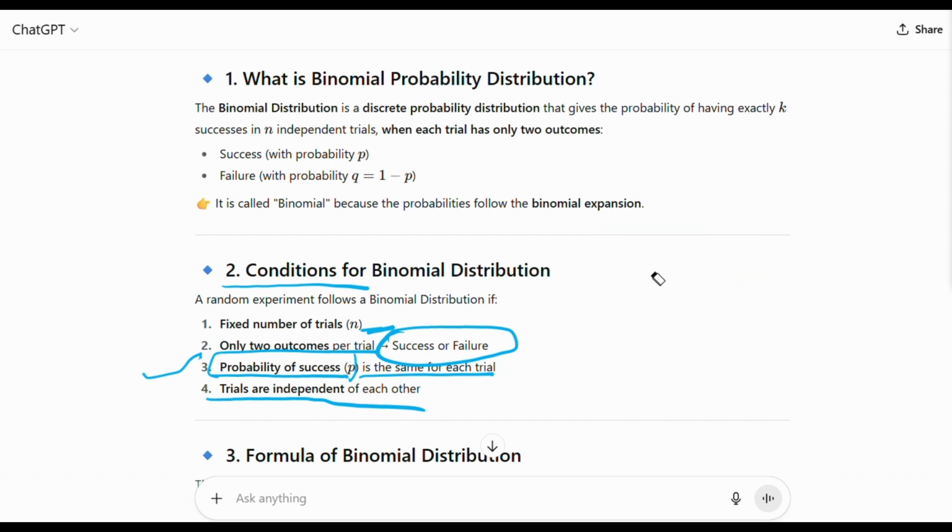No trials are dependent. When solving any practical problems, it is very important to keep this in mind when you are going to use the binomial distribution concept. So these are the key conditions.